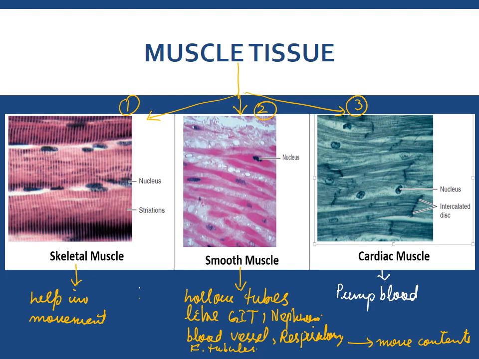Then are the smooth muscles. Smooth muscles are present in hollow tubes, and these control movement of contents. Hollow tubes like GIT, nephron, blood vessels, respiratory tract. Excellent. So their role is that they move contents. Their contraction leads to the movement of contents.